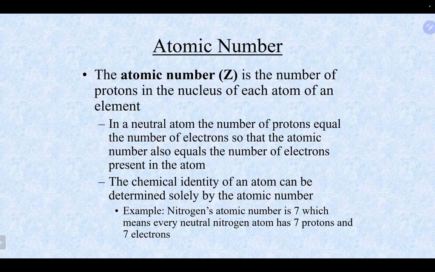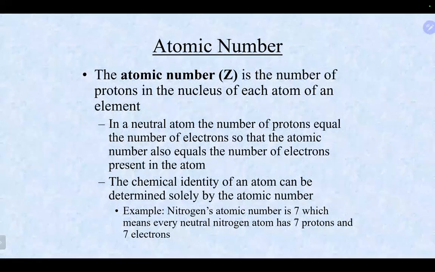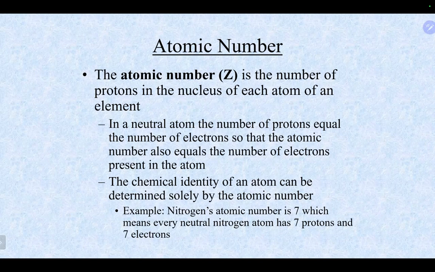It's important to note, though, that if you're asked just a straight up question of what is the definition of atomic number, it is only the protons. So it is only the protons that is the actual definition. But if it is neutral, it will also tell you the number of electrons. So for example, 7 is nitrogen's atomic number, which means a neutral nitrogen atom has 7 protons and would also have 7 electrons.